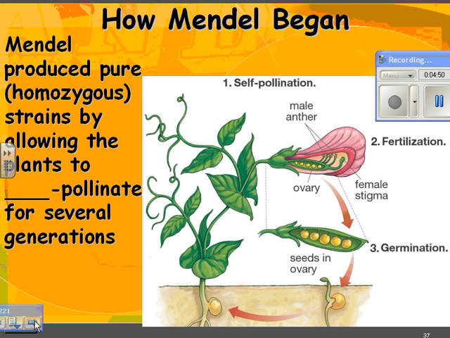So Mendel produced pure, or homozygous, strains by allowing plants to self-pollinate for several generations. So he would have a red one and mate it with itself, and whatever red ones resulted, he would mate them with themselves, and the ones that were red for many, many generations, he would say were pure.